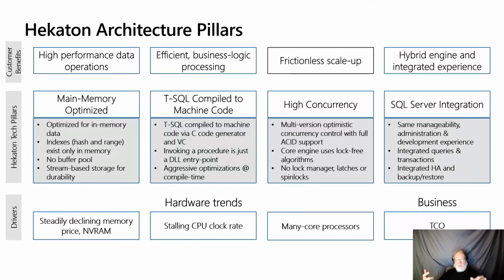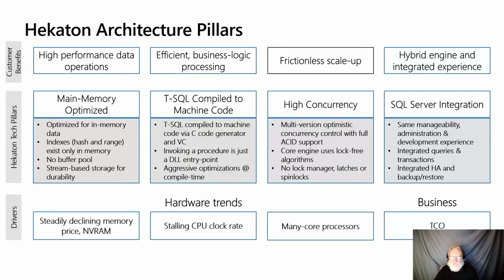Dynamically. And so a procedure call is no longer a bunch of context switches going back and forth and pulling things in from memory and interpreting the T-SQL. It's instead just a function call in engine context. There's no context switch at all. And the hardware trend that drove this was a stalling CPU clock rate. So we want to get the most out of every CPU cycle that we possibly can. The business benefit, of course, is efficient business logic processing.